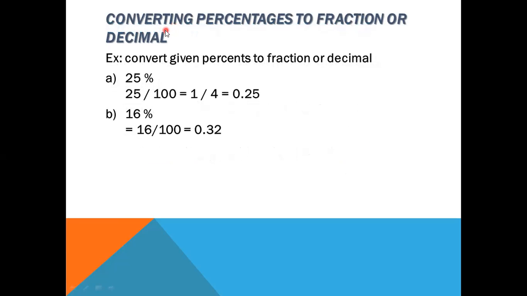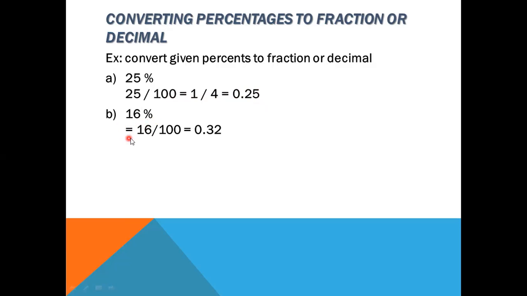Next is converting percentages to fraction or decimal. Convert given percents to fraction or decimal. So if they have given 25%, as a fraction, how can we do it? So 25 by 100. Percentage only means out of 100. So 25 by 100, this is a fraction. The 25 ones are 25, 25 fours are 100. So if you reduce to lowest terms, you will get 1 by 4. And this 1 by 4 in the decimal form, we will get 0.25.